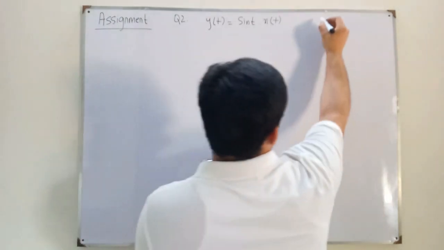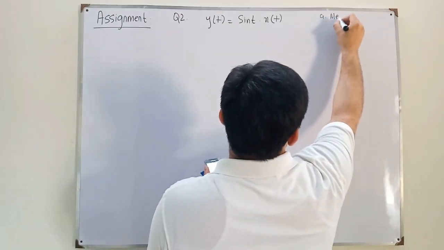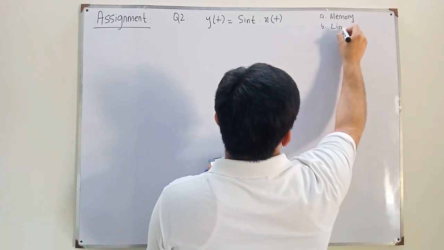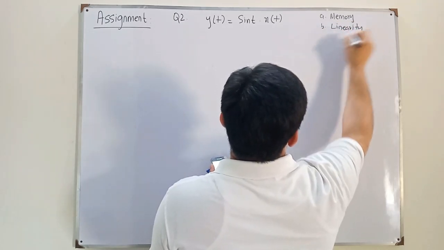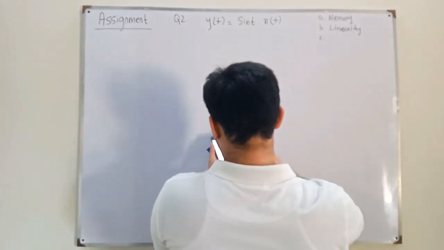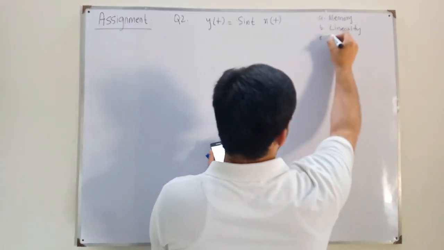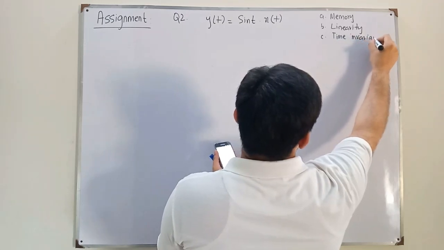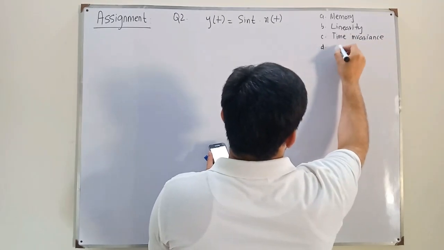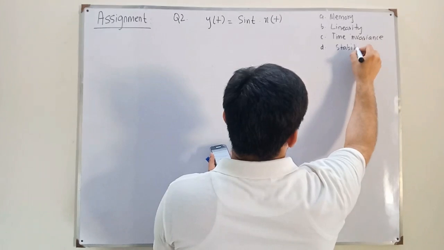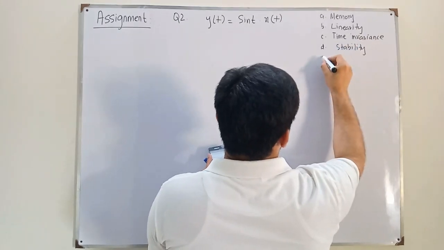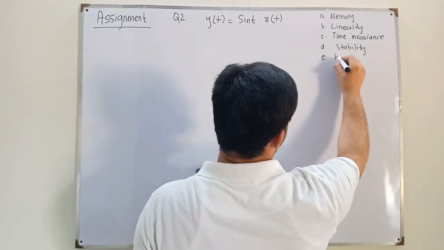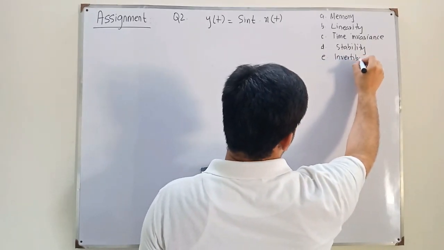Let me write all the system properties basically. Memory, linearity, time invariance, stability, and the next would be causality. Invertibility and causality.